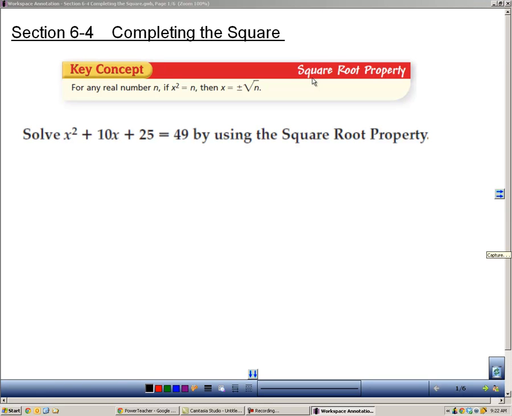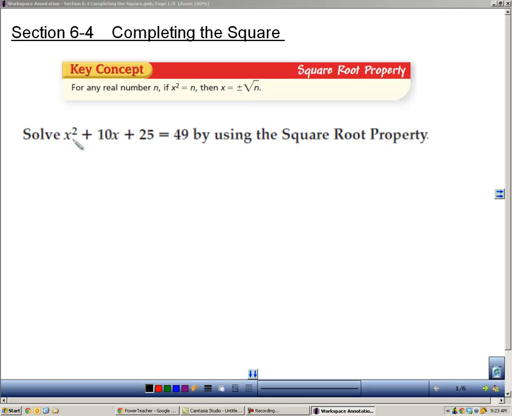Section 6.4 is about completing the square. We're going to begin by looking at the square root property. This is another property we can use to solve quadratic equations, and it works when you have a perfect square on one side. You can then find the solution by taking the square root.